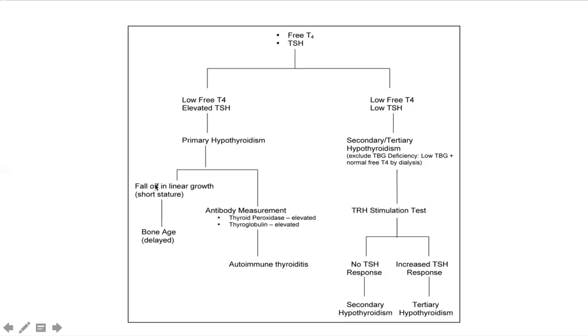لو في fall in linear growth, short stature و bone age delayed وبنعمل antibody measurement, thyroid peroxidase is elevated وthyroglobulin is elevated ده يبقى autoimmune thyroiditis.